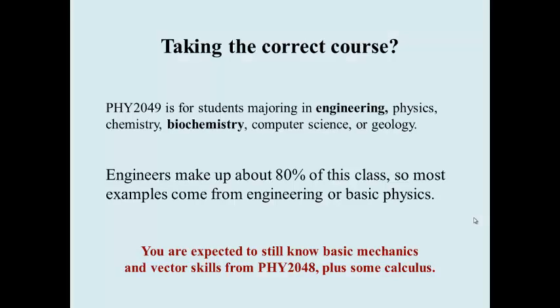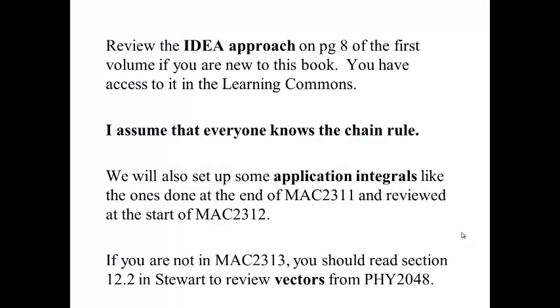This course is, as usual, Calculus Physics, continuing 2048. We cover electricity and magnetism. We use some mechanics, but we primarily use vector skills that you haven't used as much in the past. If you're new to the textbook, you should look over the interpret, develop, evaluate, and assess approach in our textbook. It's described in detail in Volume 1, which you can look at in Learning Commons.